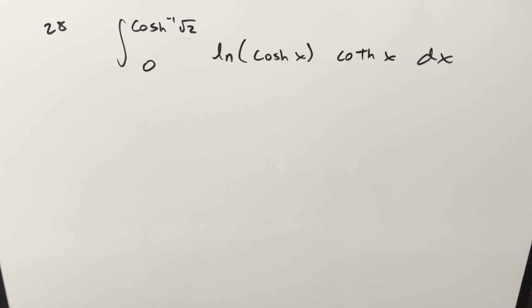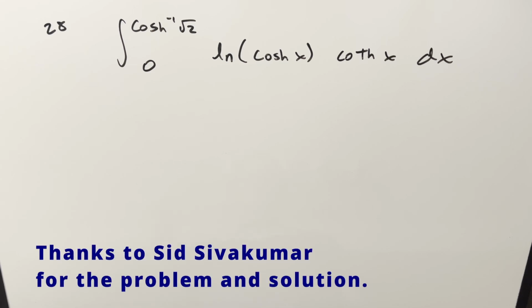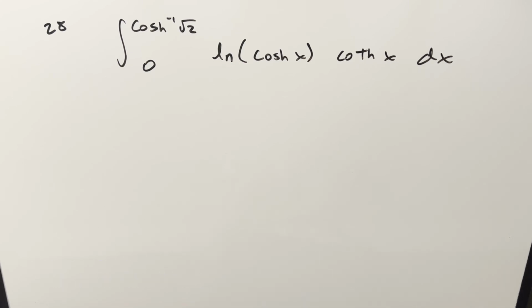Okay, we have a really interesting integral here. This one was sent to me by Sid. We've got the integral from 0 to inverse cosh of square root of 2, natural log of cosh of x times hyperbolic cotangent of x dx.